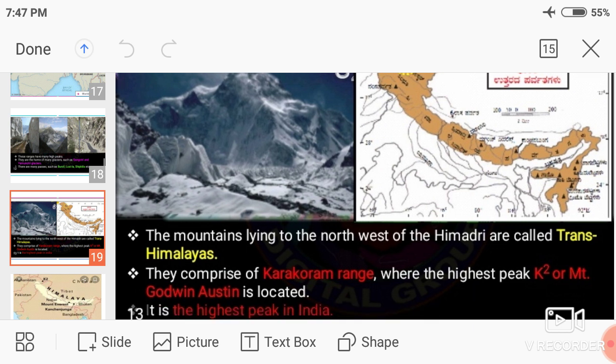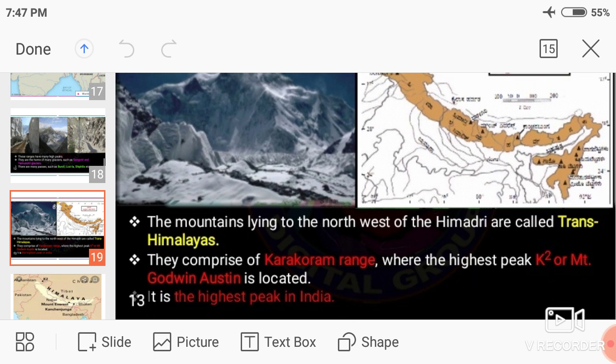The mountains lying to the north and west of the Himadri are called the Trans-Himalayas. Keep it in mind. They comprise the Karakoram range, where the highest peak, K2, is located.